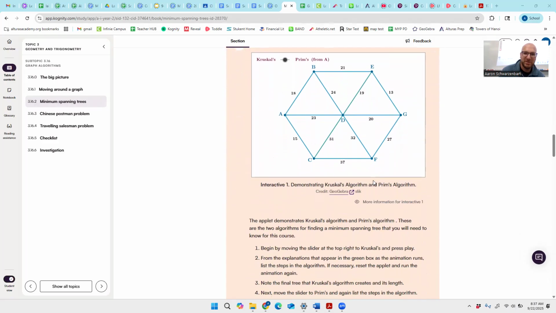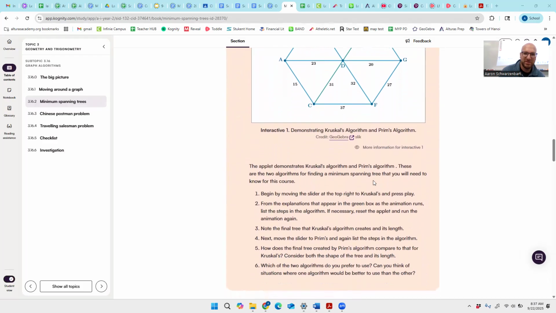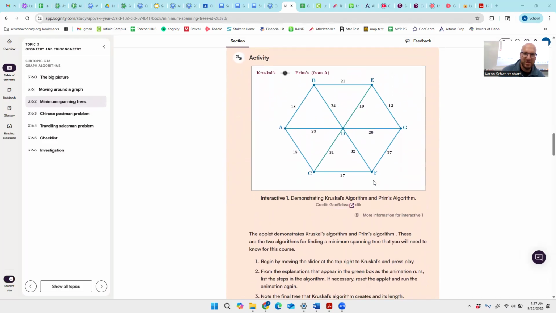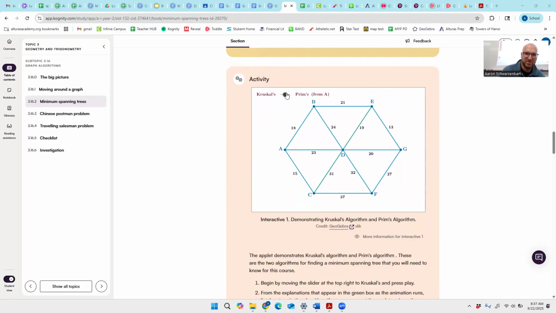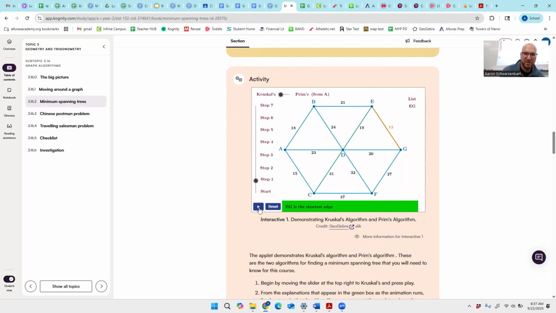So, demonstrating Kruskal's and Prim's algorithm. Begin by moving the slider at the right to Kruskal's. I think first I have to hit play. Step 1, they take the shortest edge. Step 2, they take the next shortest edge. And then it's so on and so forth.